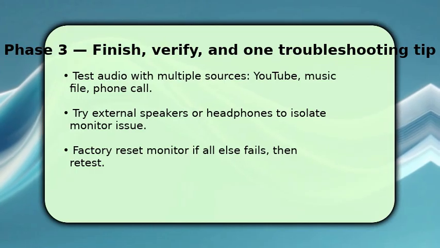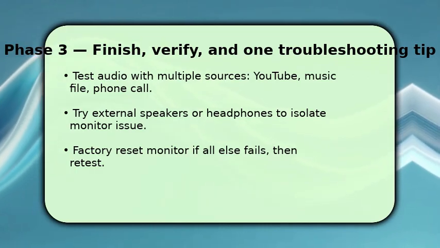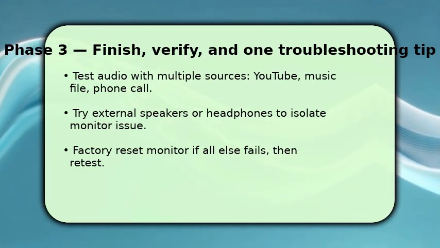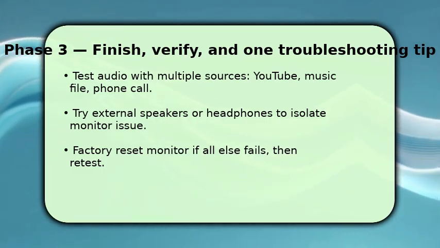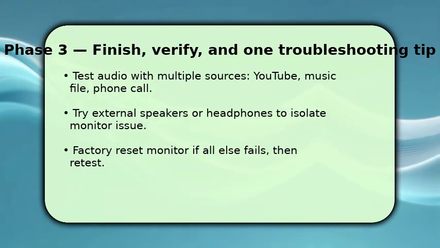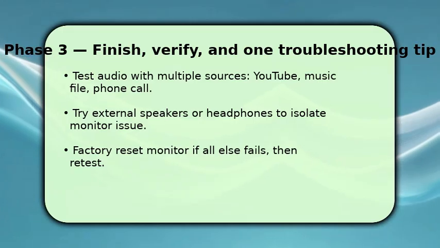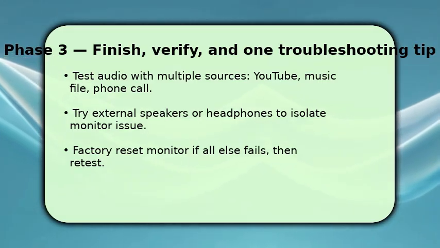If sound still fails, plug headphones or external speakers into the monitor or source to isolate whether the speakers are faulty. When everything else fails, perform a factory reset on the monitor. Make sure to note previous settings. One troubleshooting tip: if audio appears after a reset, reinstall the latest firmware and drivers to prevent recurrence.